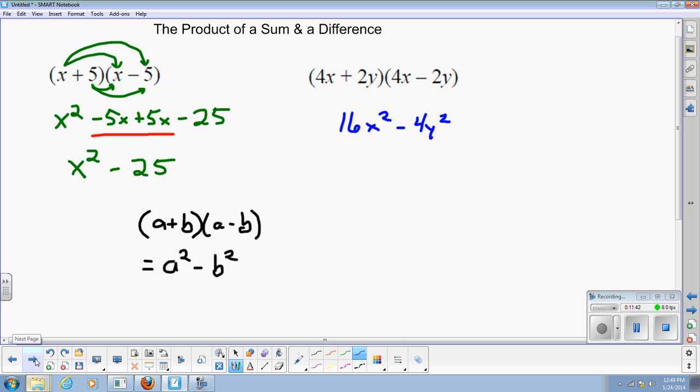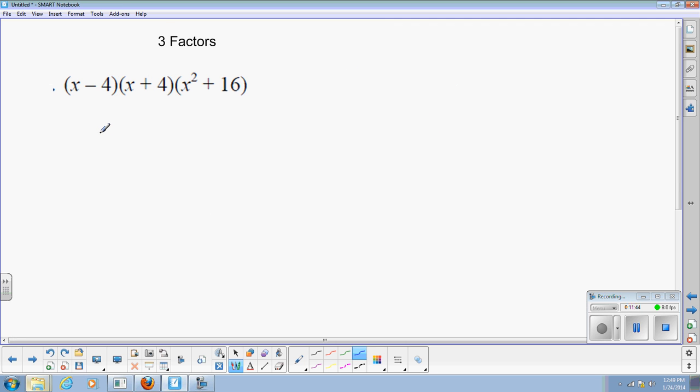Lastly, I have one other type of example to show you here. What do you do when there's 3 factors? When there's 3 factors, we're going to do 2 at a time. I will do these 2 binomials times one another, and then I'll take that answer times the last binomial. All right, looking here, I have (x - 4) times (x + 4).